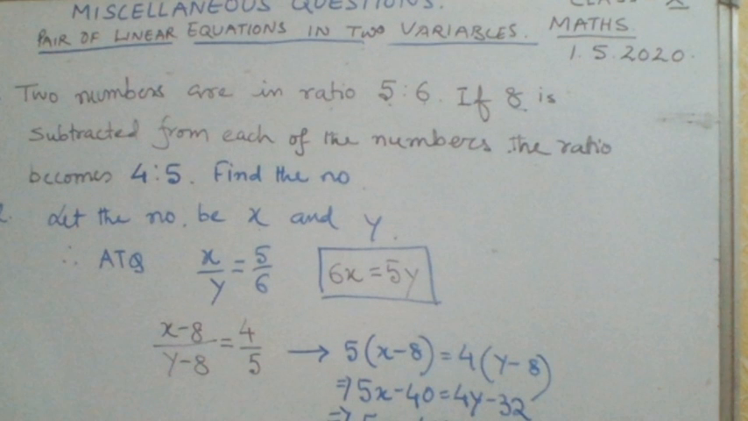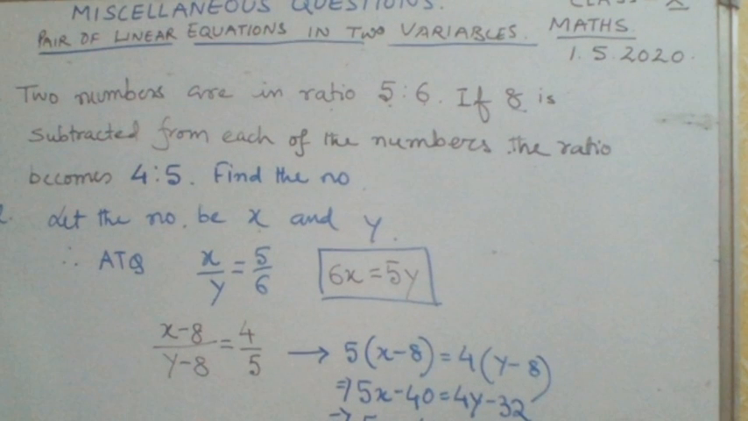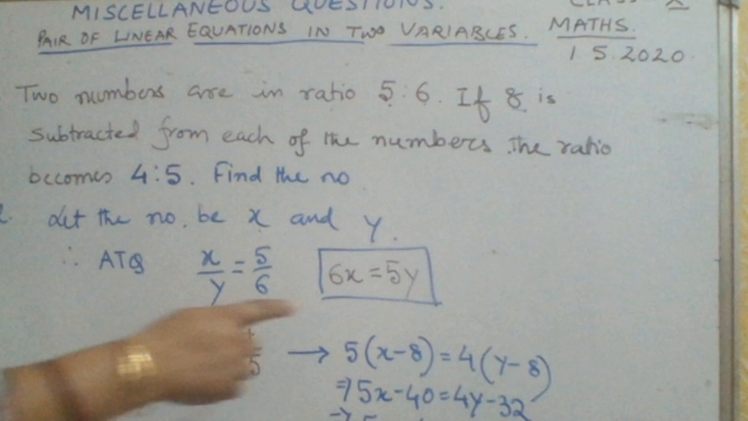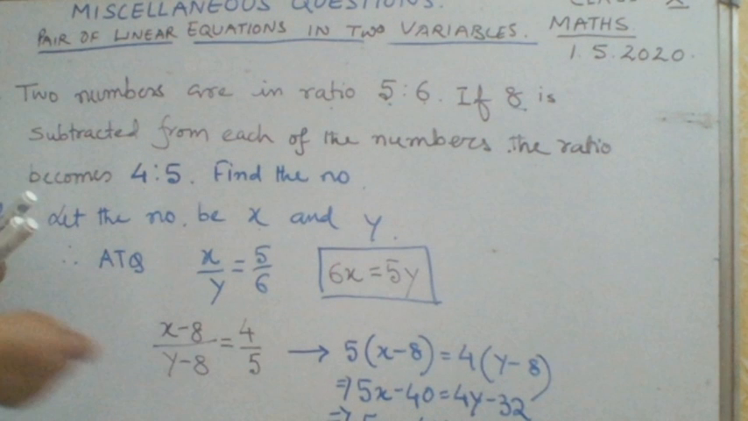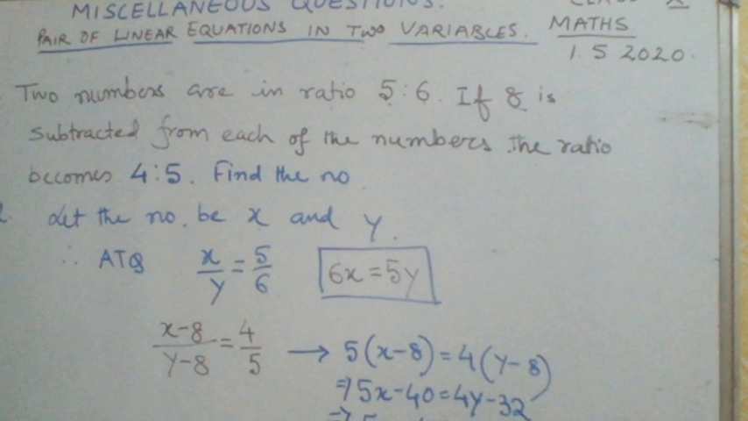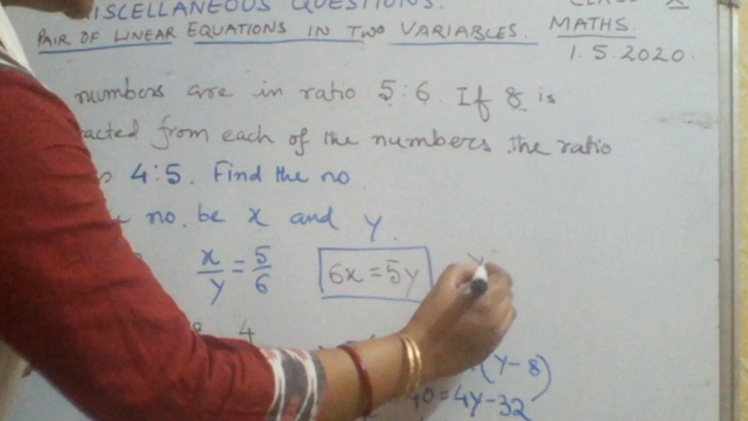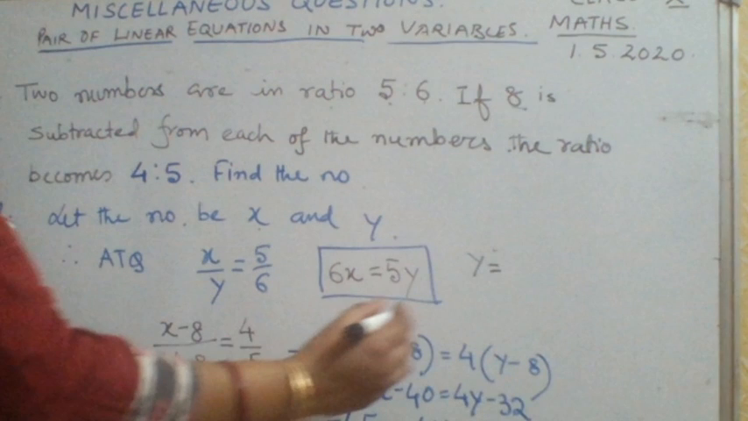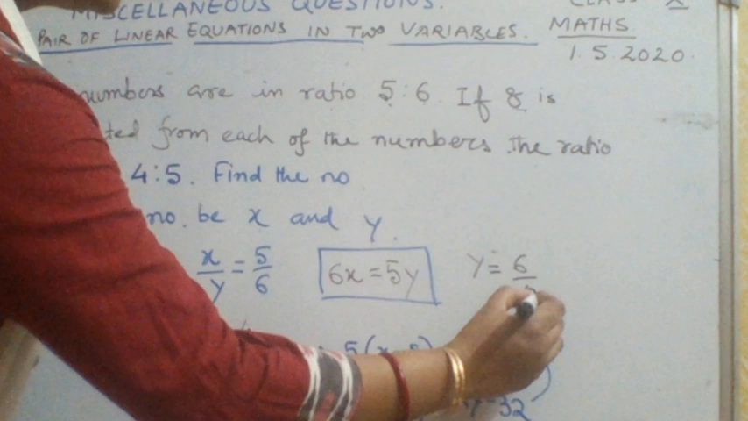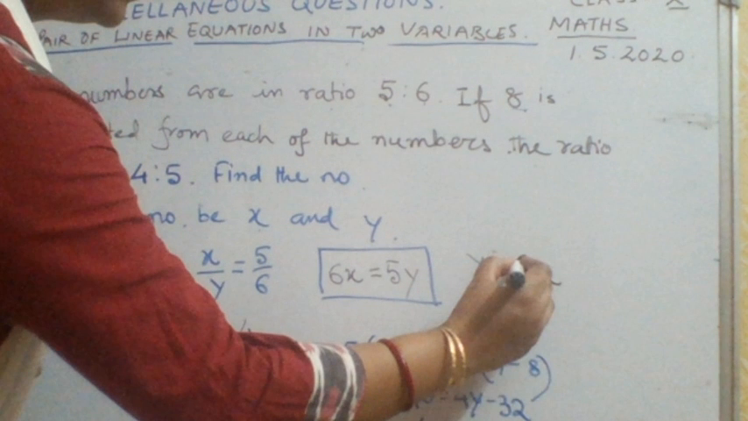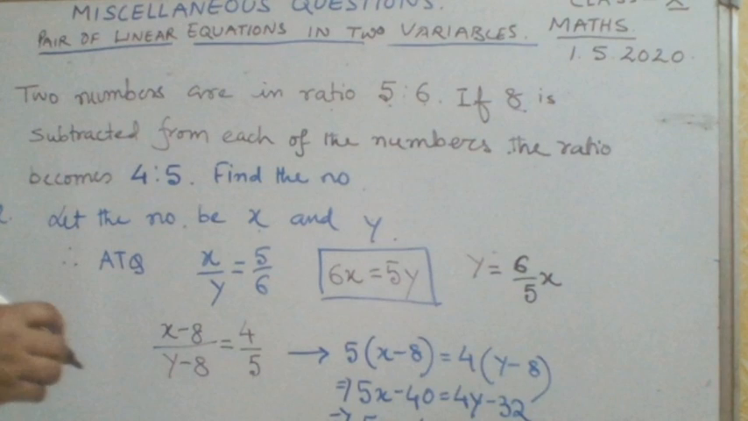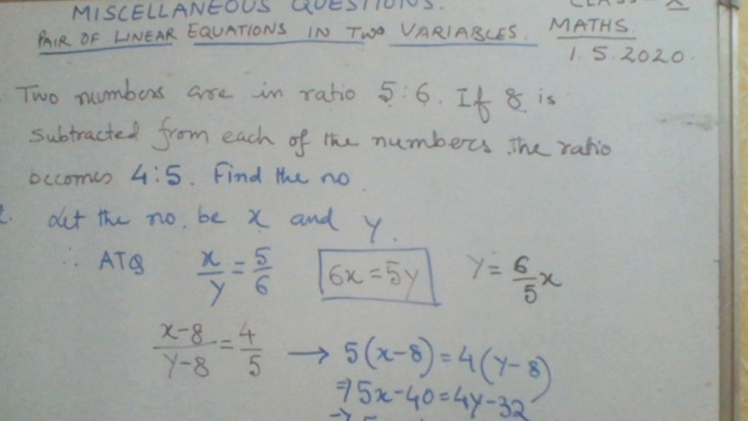So for solving, see, this is 6x and this one is 5y. Either you solve it by elimination method, or if you want to do it by substitution method, then from here you will get y is equal to 6 upon 5 x. Okay, now this we will substitute in this equation.